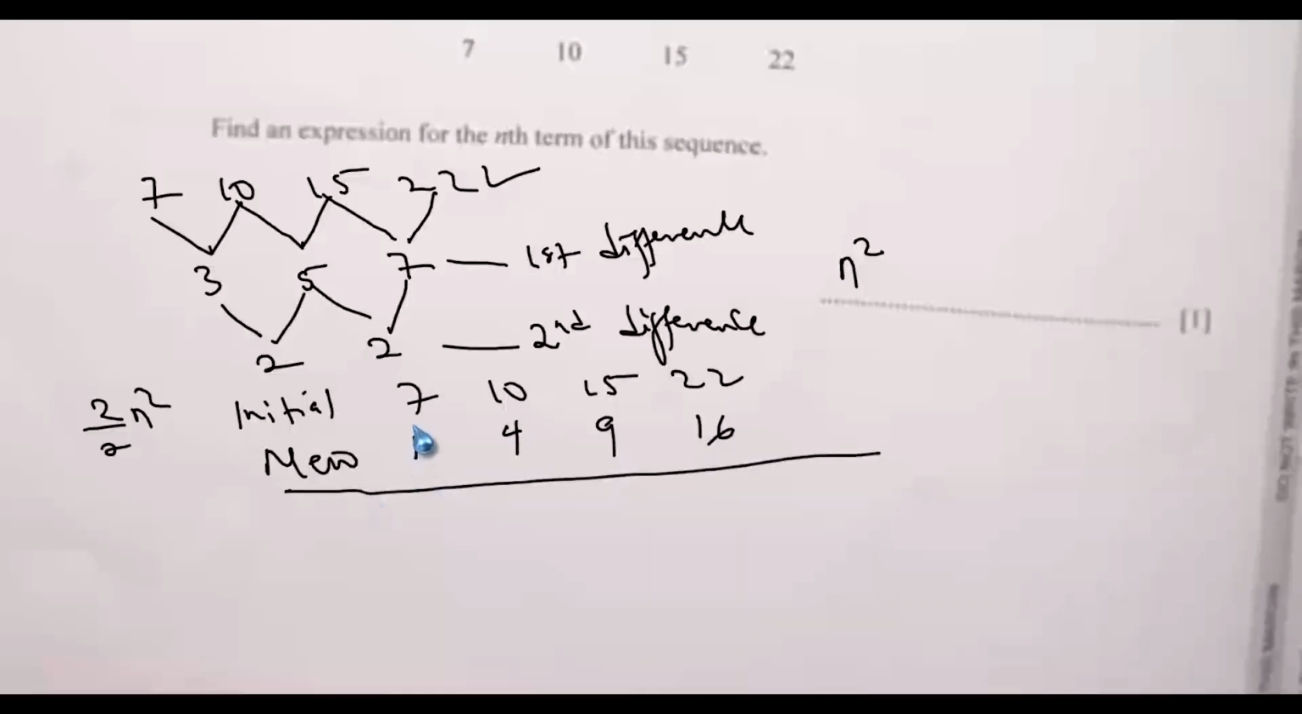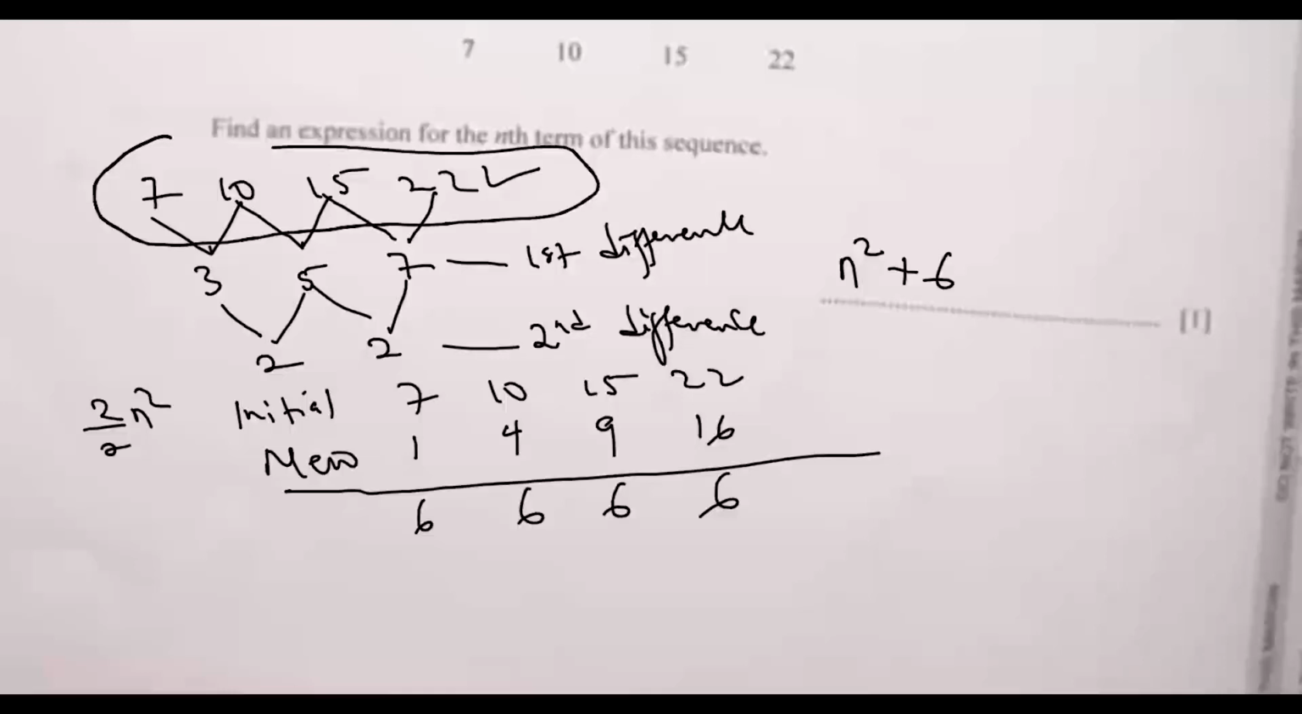So next, we subtract the new sequence from the initial sequence. So that will be 7 minus 1, that will be 6. 10 minus 4, that will be 6. 15 minus 9, that will be 6. 22 minus 16, that will be 6. So since we have the same value here, constant here, that means what we need to do is to add 6 to this. So let's confirm if this will give us each of the terms in our original sequence.